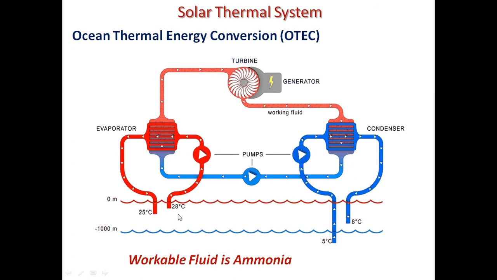So what we are doing here is that we are using the top part of the sea, which is at high temperature, to convert my liquid ammonia into vapor ammonia, while the low temperature water at the bottom of the sea is used to convert my vapor ammonia into liquid ammonia. So the cycle is completely used. You are actually converting the heat difference of the sea to run my turbine and generate electricity. So this is how ocean thermal energy conversion works.